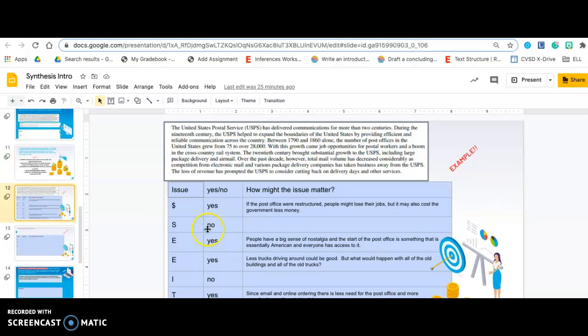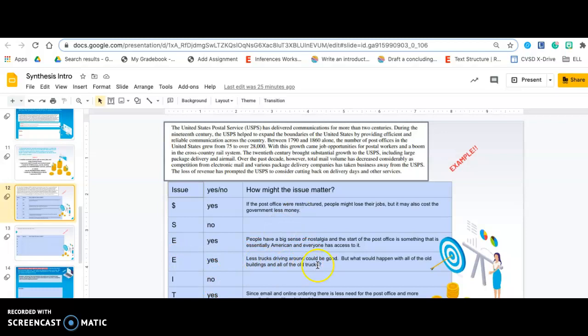So I'm going to look at these different categories and I'm going to say, how does this issue relate to these things? Okay, and so you can see on your slides, I filled this in here. So for example, money, if the post office was restructured, people might lose jobs, but obviously, there would be an economic effect in the government, like the government wouldn't have to bail out the post office. There would be a significant amount of money that goes into funding of the post office that wouldn't have to be there anymore, that kind of thing.